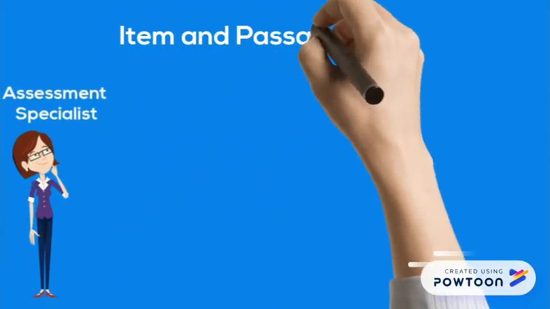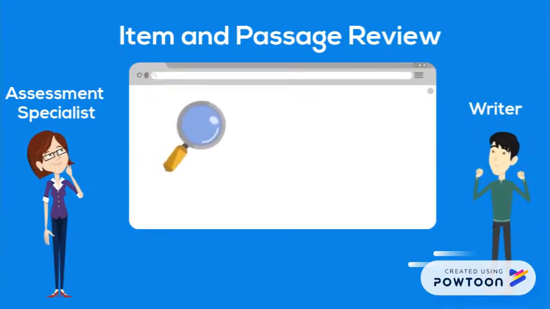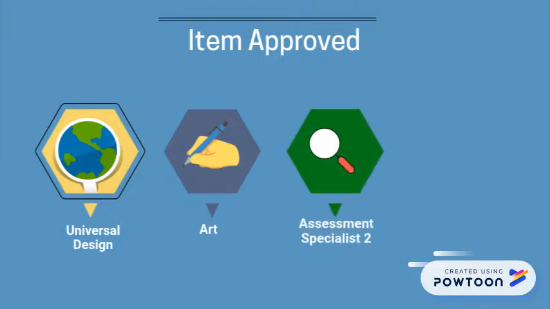The Assessment Specialist 1 either accepts the passages and items or provides feedback to the writer so that the passages and items can be revised. Once the item is approved by the Assessment Specialist 1, universal design principles are then applied. If the item requires art, it is sent to the Multimedia Services. Once the art is approved by the Assessment Specialist 1, the item is sent to the Assessment Specialist 2 for review and feedback.